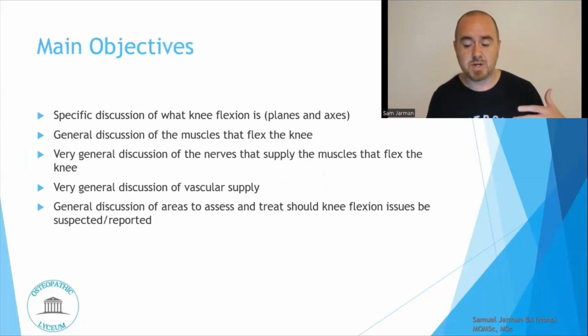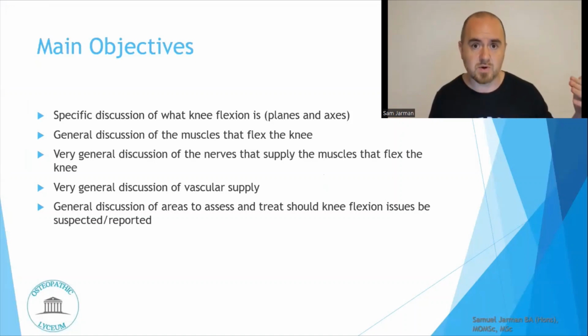So as is consistent, our objectives are a specific discussion of what knee flexion is with respect to the motion itself, as well as the planes and the axes, a general discussion of the muscles that generate the motion, the neurovascular bundle, as well as areas for consideration with respect to assessment and treatment should issues with knee flexion be suspected, reported, or identified.